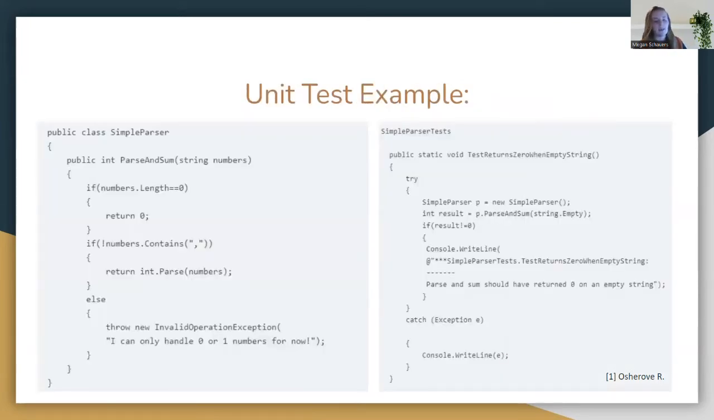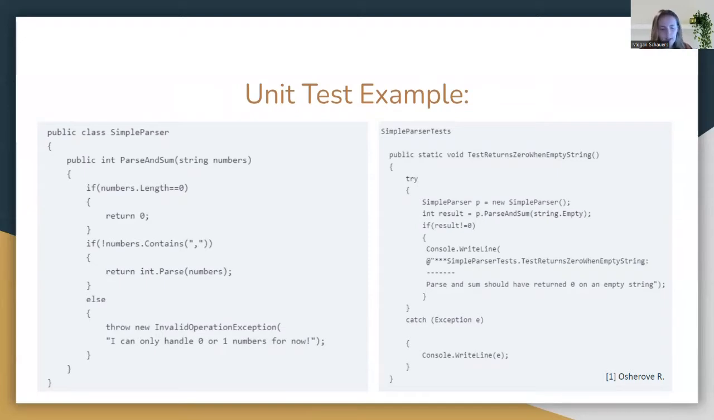So let's go over an example of a unit test. Assume you have a simple parser class, as shown on the left, that you'd like to test. It has a method named parseInSum that takes in a string of 0 or more comma-separated numbers. If there are no numbers, it returns 0. If there's a single number, it returns that number as an integer. If there are multiple numbers, it adds them all up and returns the sum. Although right now, for the purpose of this, the code isn't complete.